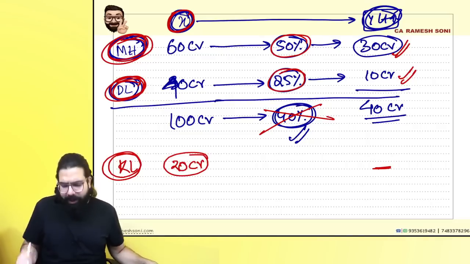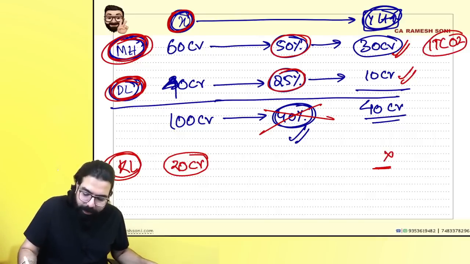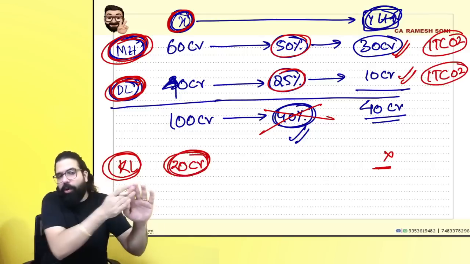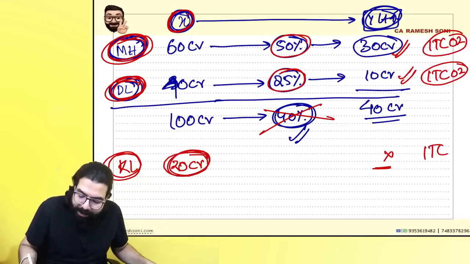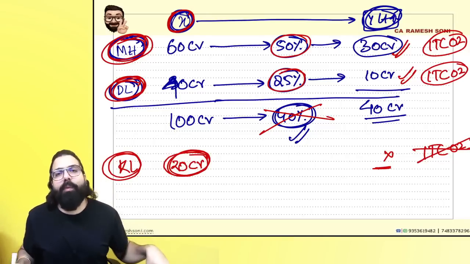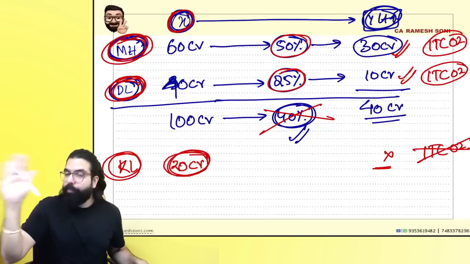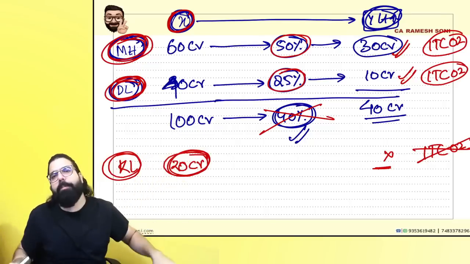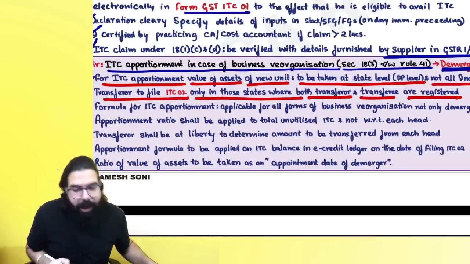The question which was asked is, sir, since there is no Y Limited in Kerala, here we will file ITC 02 and transfer the credit. But because in Kerala there was no recipient, means the demerged unit is not there, do I have to file ITC 02? Government told, no, you don't have to file GST ITC 02. You have to file ITC 02 only in those states where both the companies, the main unit and the demerged unit, are there. They are telling ITC 02 only in those states where transferor and transferee are registered.